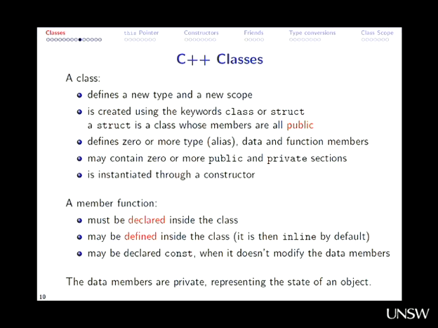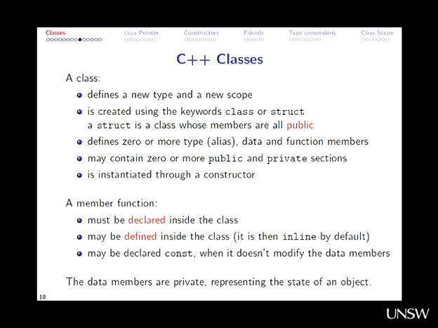Okay? When we're talking about object-based programming, that's okay. We can have a struct where everything's public. Okay? When we're talking about object-oriented programming, then we're probably going to prefer classes where we've got things that are private. For your assignment, do a class, not a struct. Make sure you have things that are private.